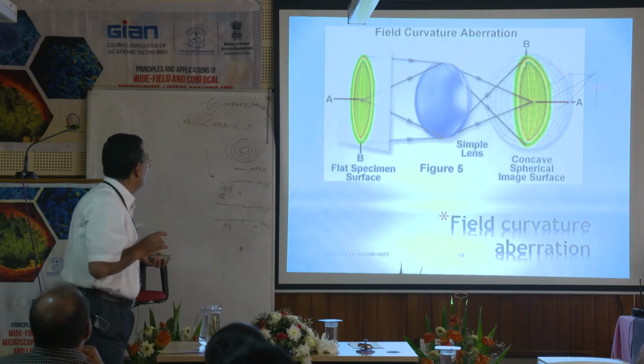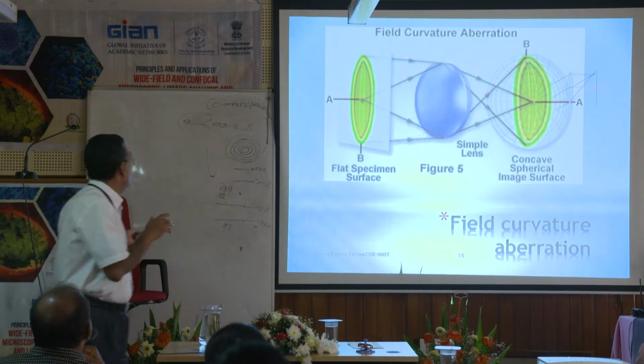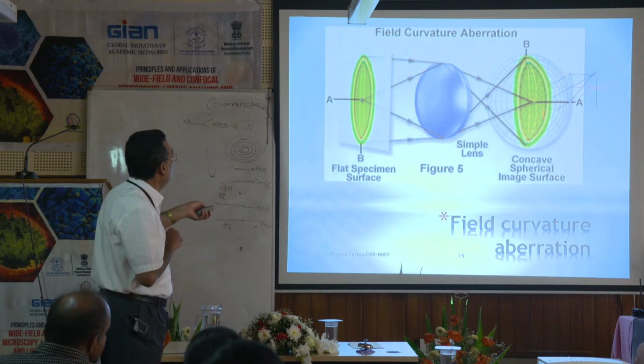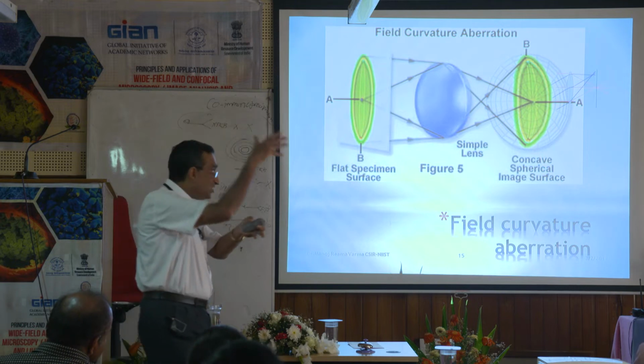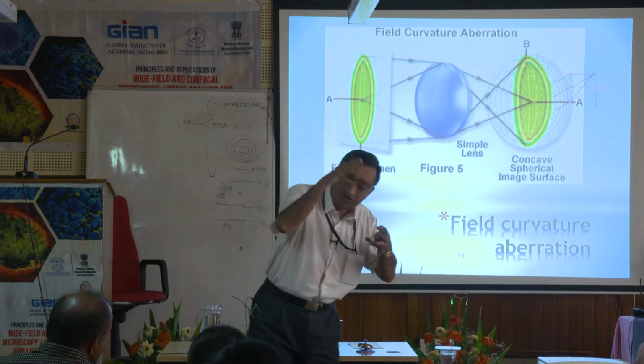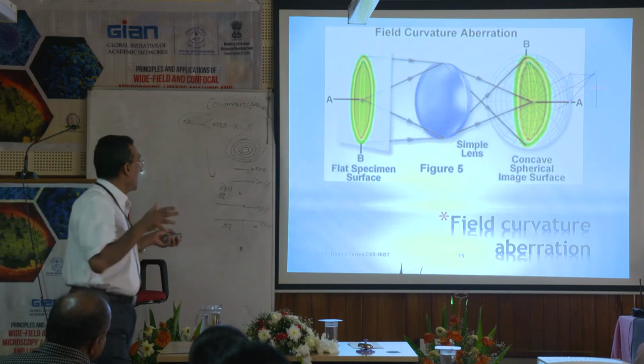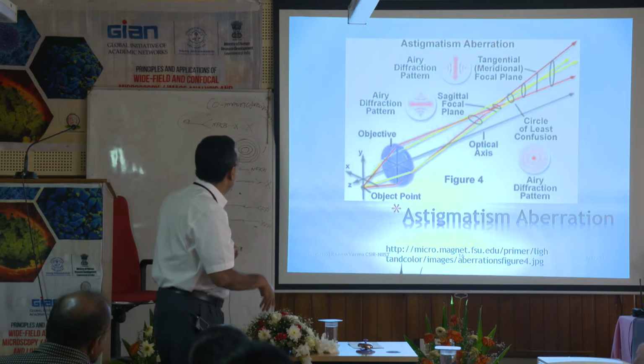Apart from this, you have a field curvature problem. For example, when you image a flat specimen, you see that the extreme ends of the object look curved, and this is the field curvature aberration.